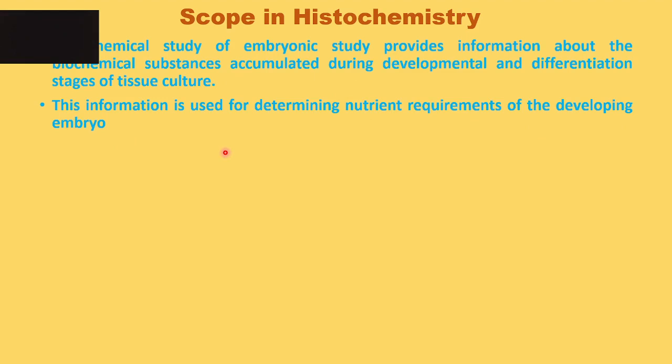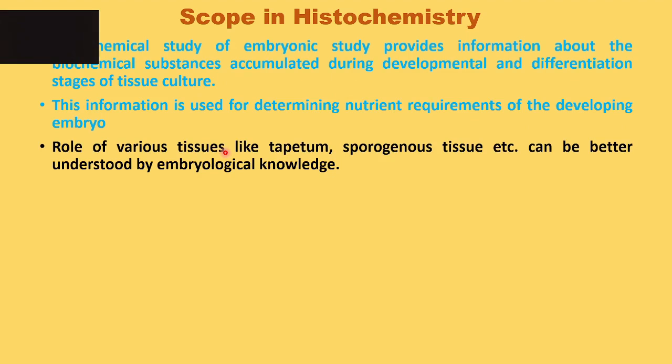So this data we can collect from the histochemical processes. Then the role of various tissues like tapetum, sporogenous tissues, etc. can be better understood by the embryological knowledge. So tapetum and sporogenous tissue are the tissues which are present in the different types of gametes, male and female gametes. And what is the role of tapetum?